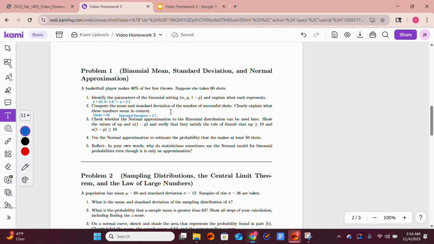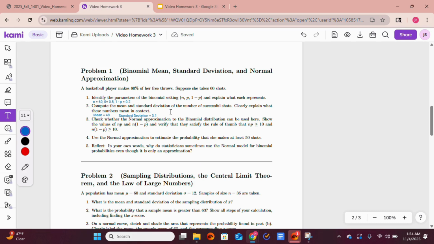So this one is fairly simple, since all we need to do is check that n times p is greater than or equal to 10, and n times 1 minus p is greater than or equal to 10. Here, n times p is 48, and n times 1 minus p is 12, so both are greater than 10. This tells us that the normal approximation can be used here.